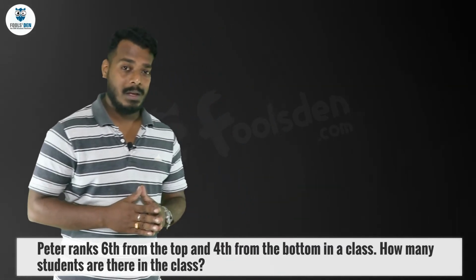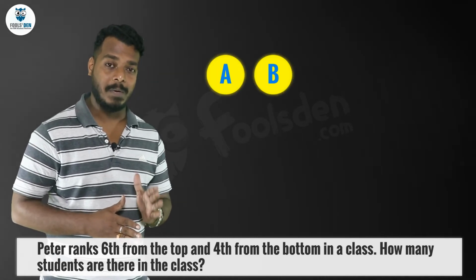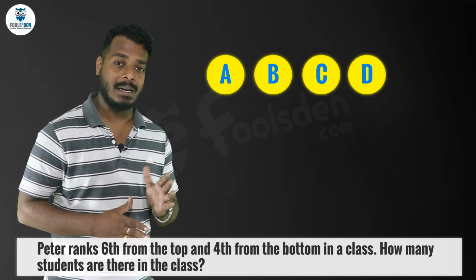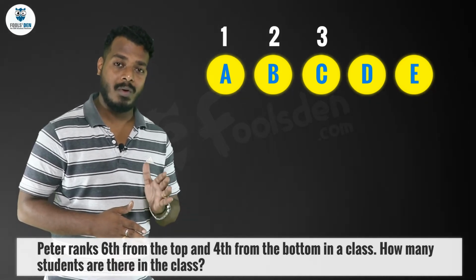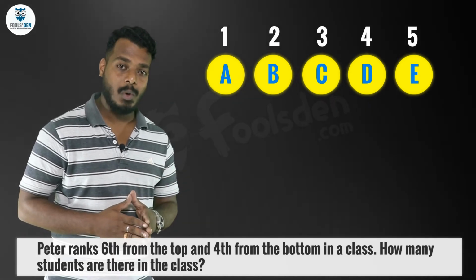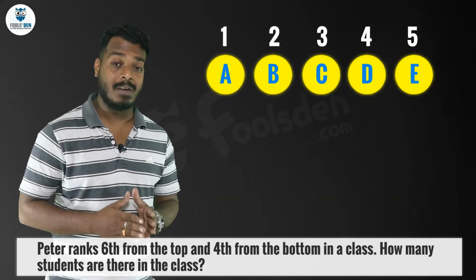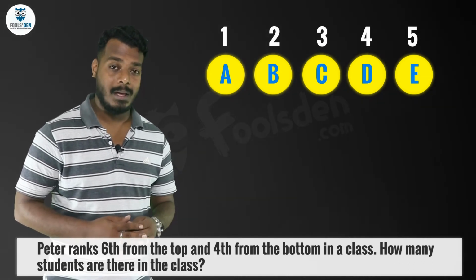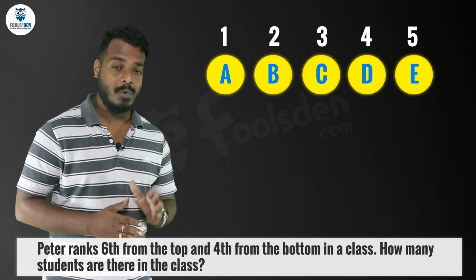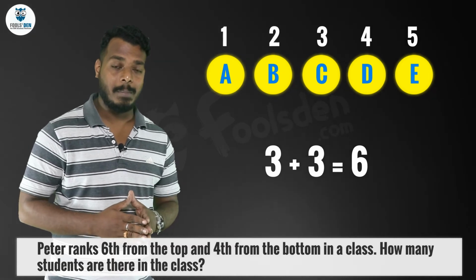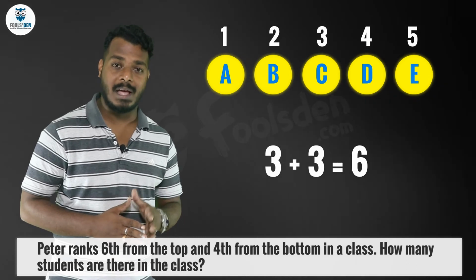So let's take this example. Say there are 5 students in the class, A, B, C, D and E, and their ranks are 1, 2, 3, 4 and 5. Now let's take the example of anyone, say C. What is C's rank from the top? It is 3. And C's rank from the bottom? It is 3 again. So if you add 3 plus 3, it becomes 6, which is 1 more than the total number of students in the class.